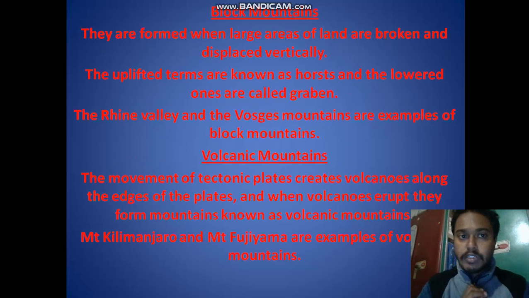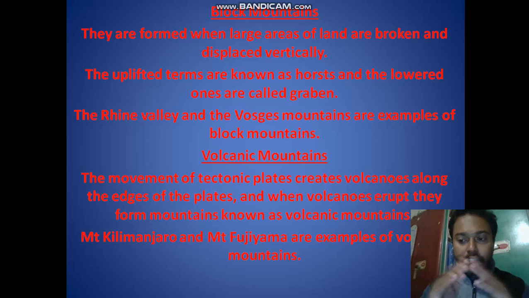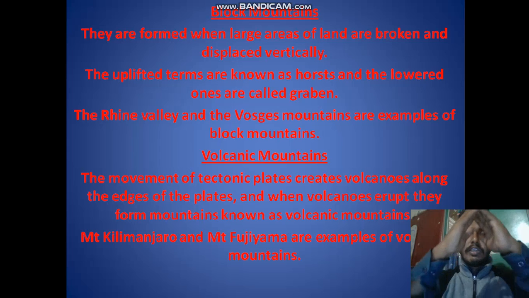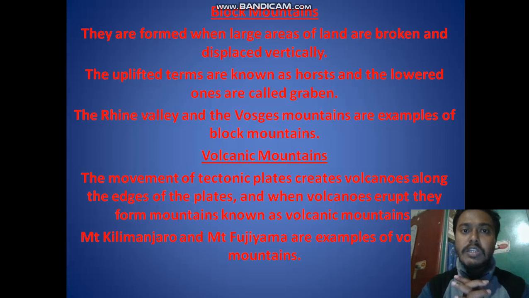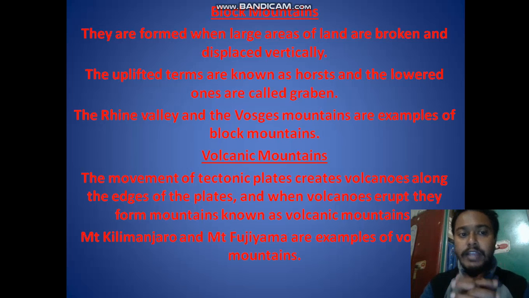Next are block mountains. Block mountains are large areas formed when the same tectonic plates slowly come together and form upwards like a hill with a very high range. These are known as block mountains. The part that goes up is known as the horst, and the lower part is known as the graben. Examples are the Rhine Valley and the Vosges mountains. They are very large areas broken and displaced vertically. Very simple. If you read your content book, you'll surely understand.